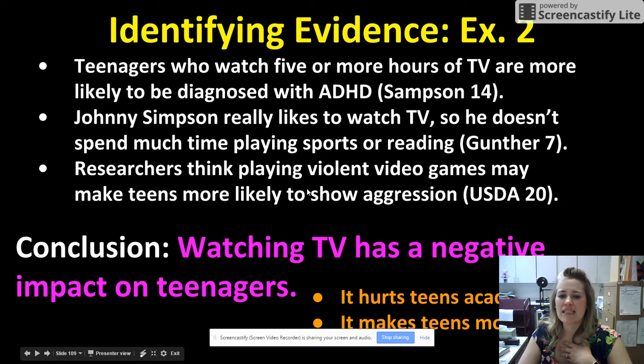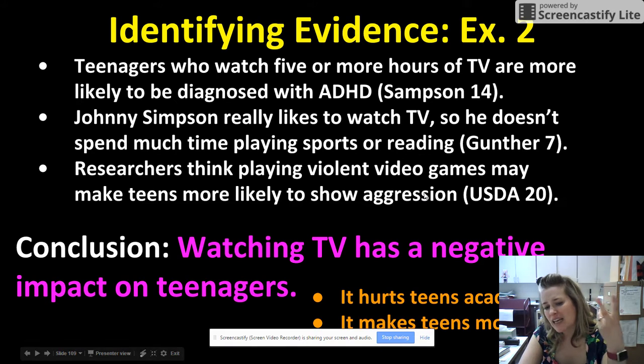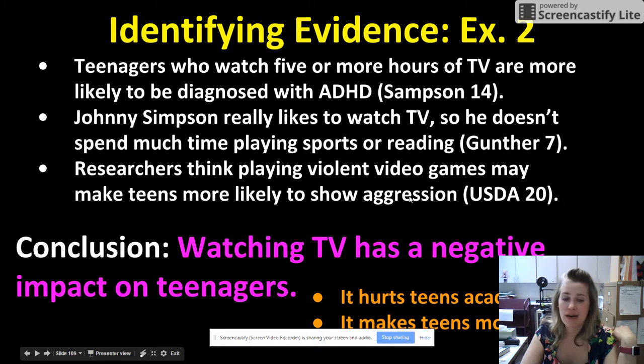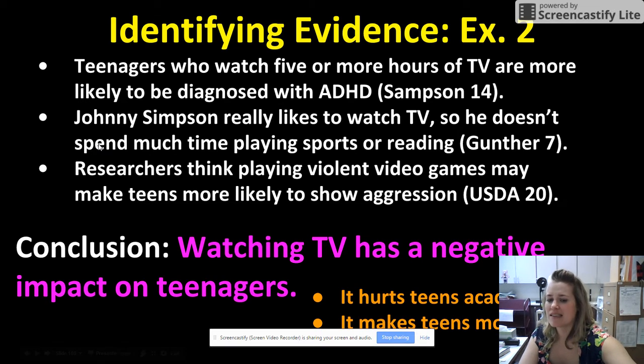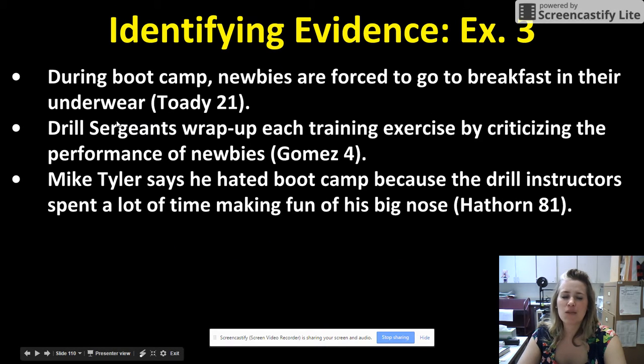And then I was looking at this idea that teens are more likely to show aggression. So my second point is it makes teens more aggressive. And I'm going to hope that in my notes, I have other pieces of evidence that support the idea of aggression. And let's look at one last one.